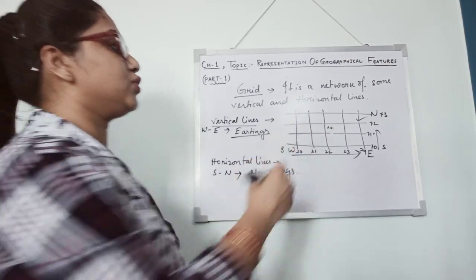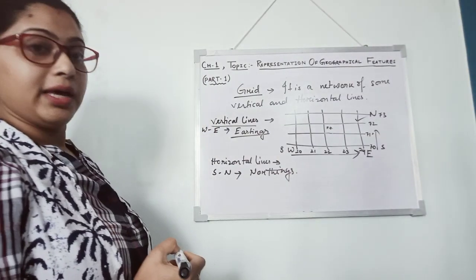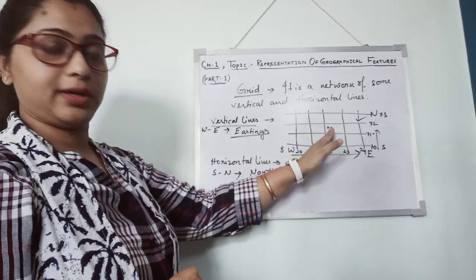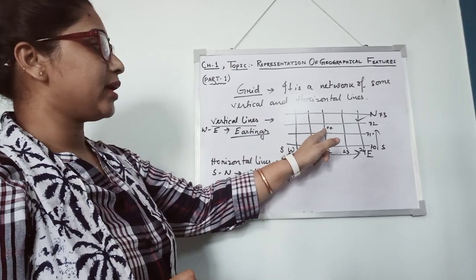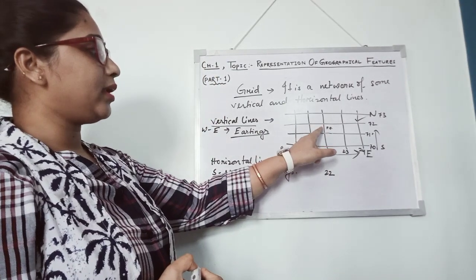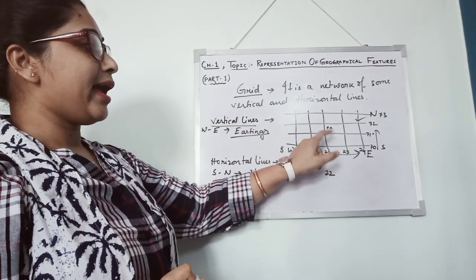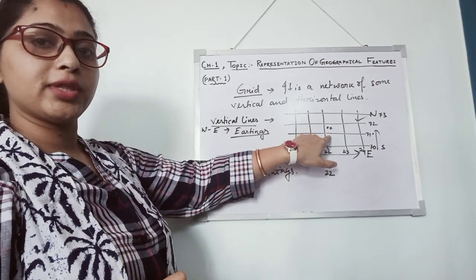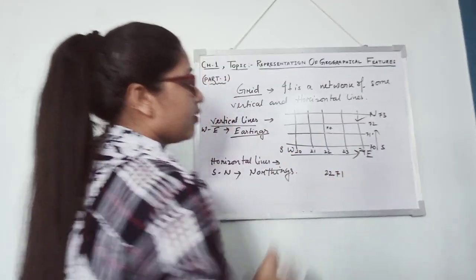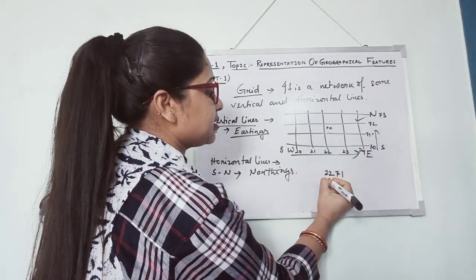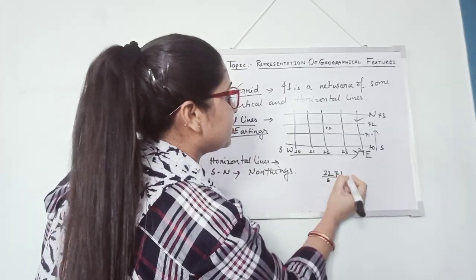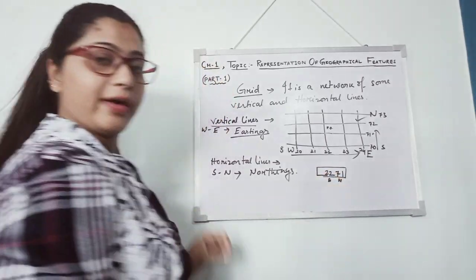How to indicate where this post office is situated? In that case, first we have to see the left side of the feature. This is the left side, this is 22. And the bottom northing of the feature is 71. So first we will write the easting, then we will write the northing. Now we have got the grid number 2271.